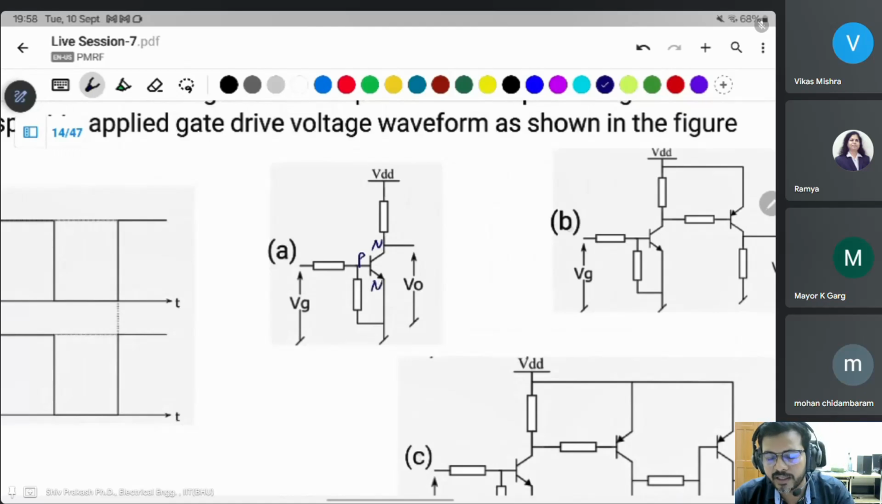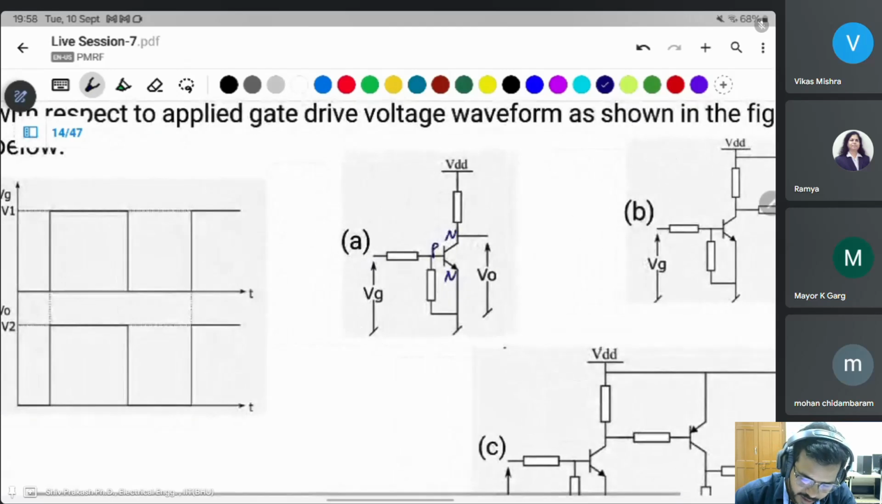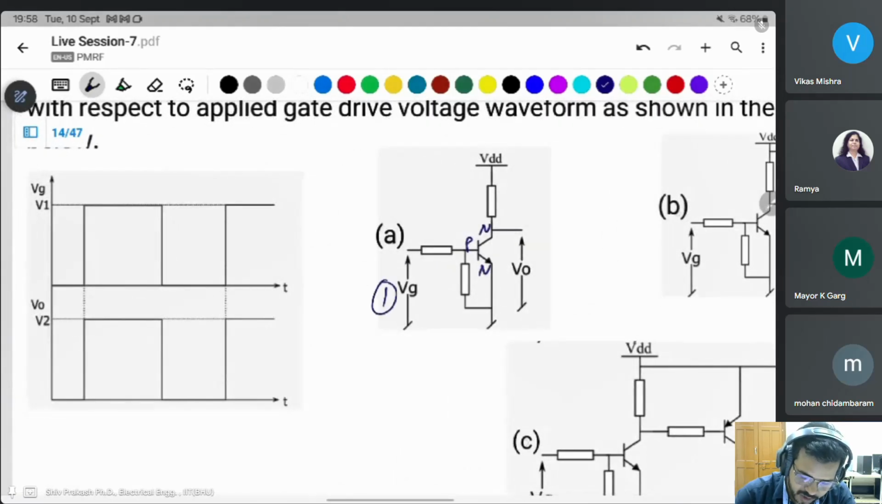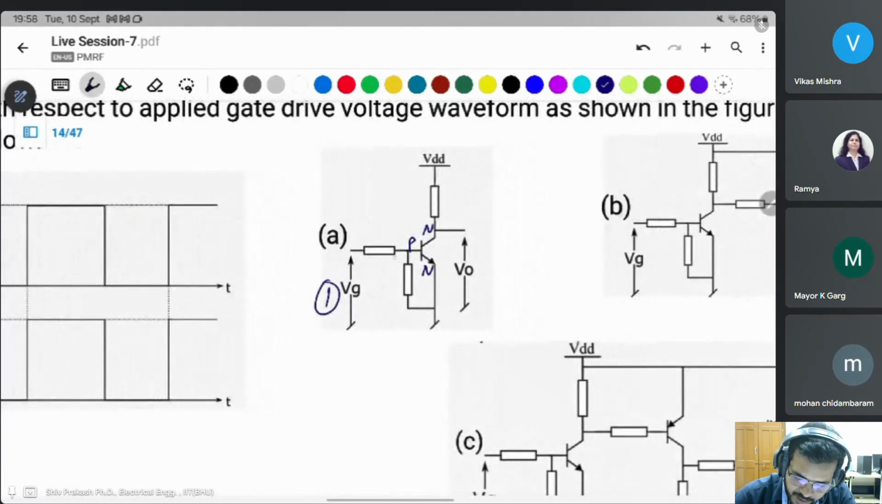It is used like a switch. This IGBT is used like a switch in saturation mode. When the gate voltage is 1, high, suppose this is the high, then what happened? Current is flowing here and this voltage is on; positive voltage here, negative voltage here is applied, and the PN junction diode will be forward biased.